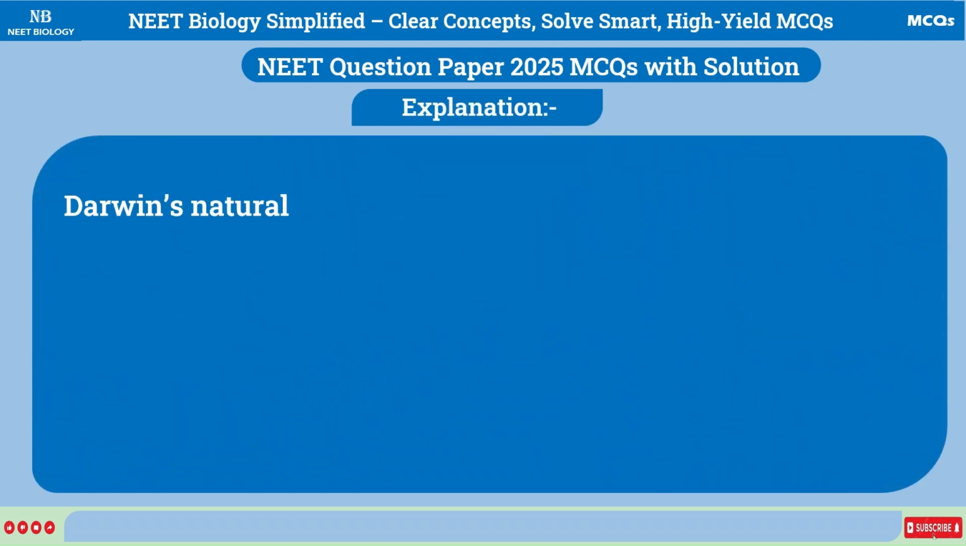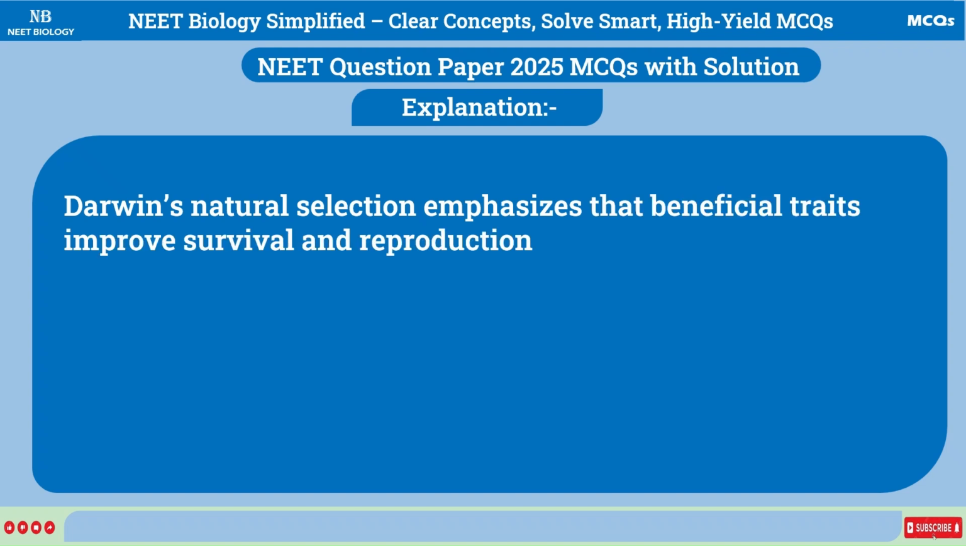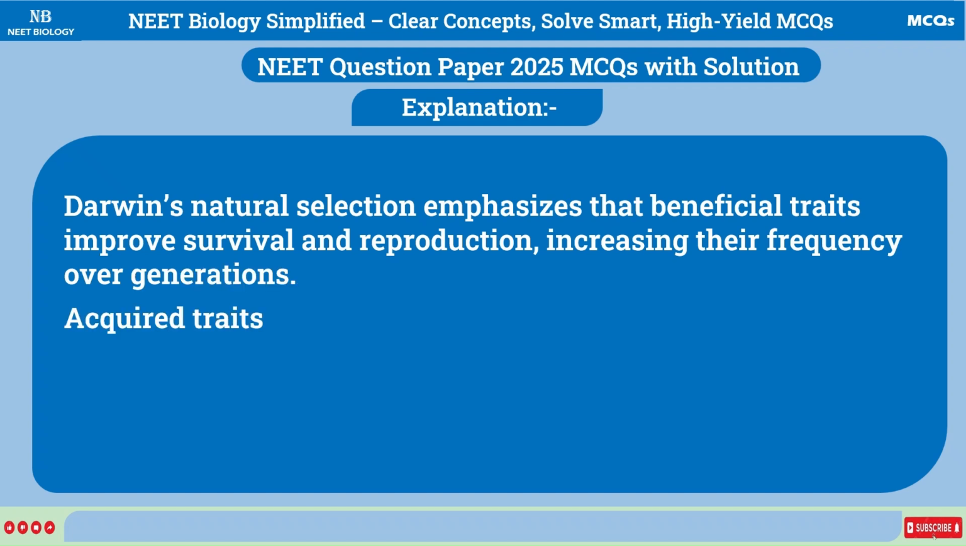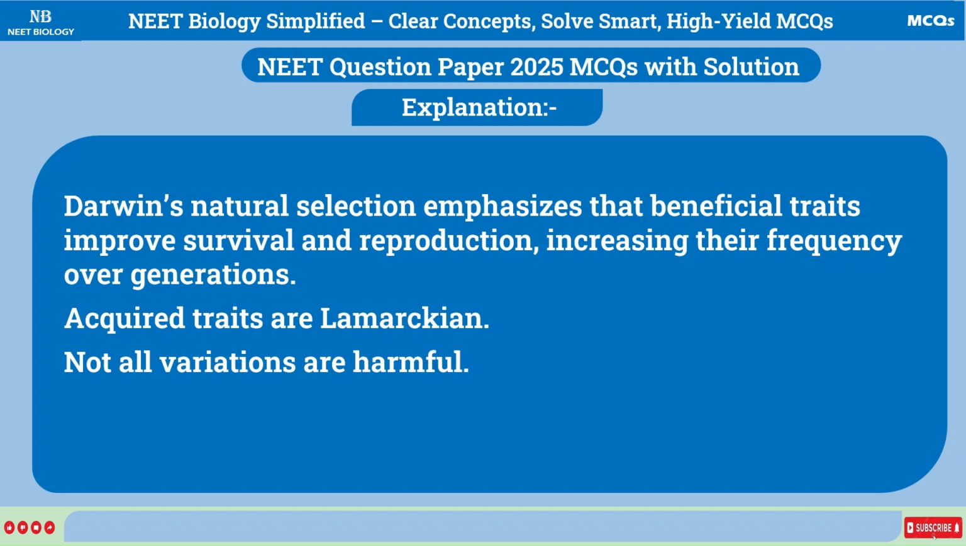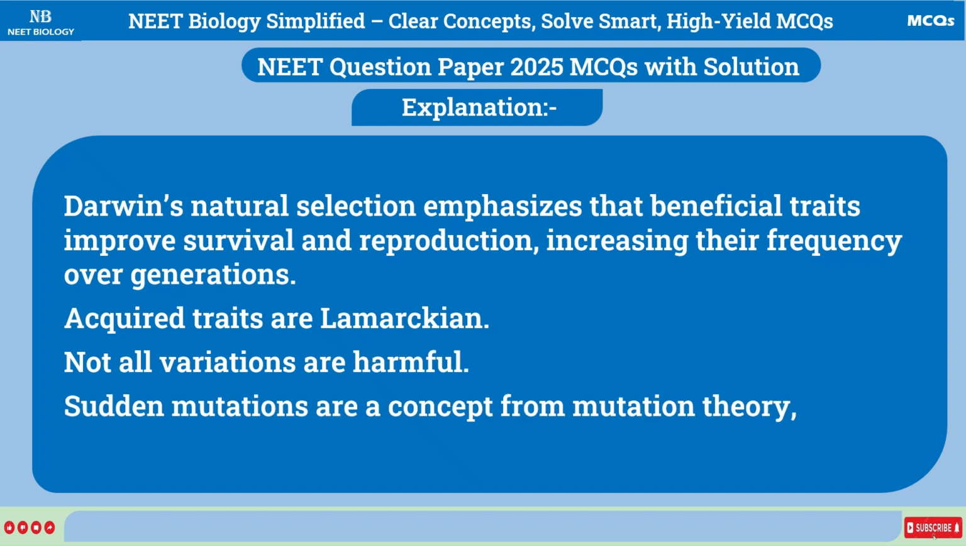Explanation: Darwin's natural selection emphasizes that beneficial traits improve survival and reproduction, increasing their frequency over generations. Acquired traits are Lamarckian. Not all variations are harmful. Sudden mutations are a concept from mutation theory, not Darwinism.